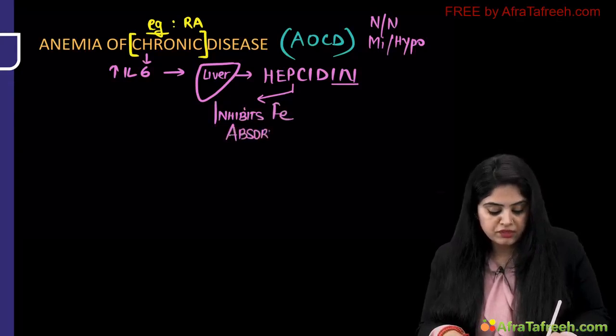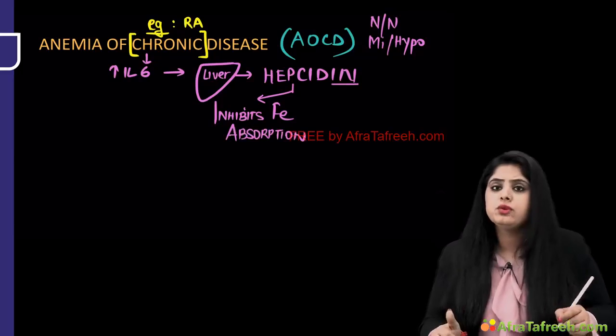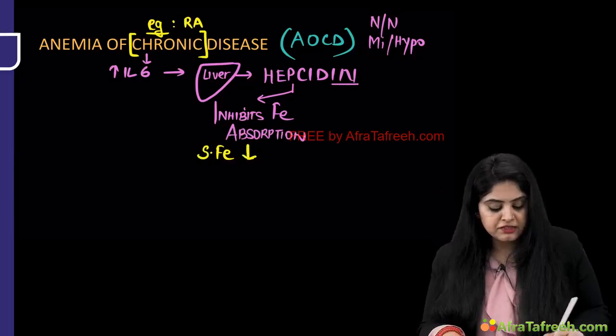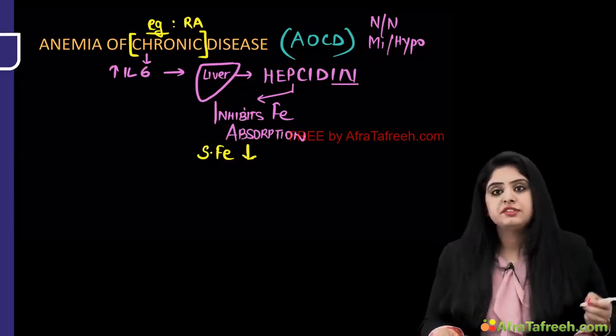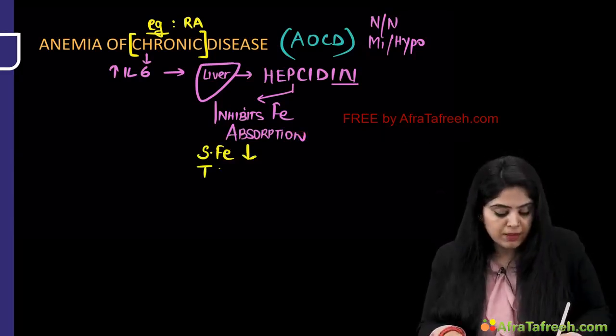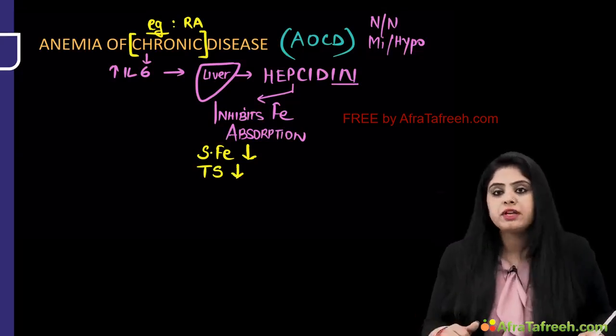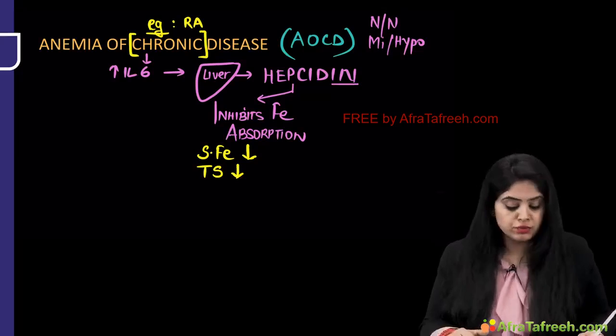So what is going to happen in this person? The person is eating good food, good iron, but not absorbing it. What do you think will happen to the serum iron levels? The serum iron levels will go down. If the serum iron levels go down, what will happen to the transferrin saturation? That will also go down. No iron, nothing to bind to transferrin. Transferrin saturation also goes down.